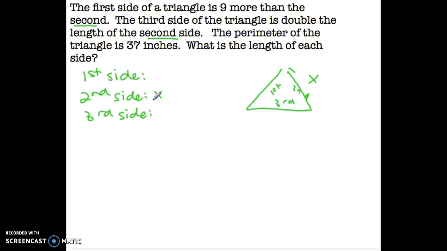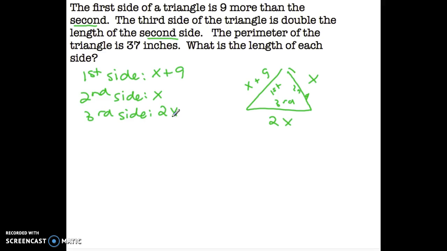Then it says the first side of a triangle is 9 more than the second. In math, more than means add. So I'm going to take that x and add 9. So the first side is x plus 9. And then it says the third side is double the length of the second side. If the second side is x, the third side will be twice as big as x, or 2x. So I'm going to call this 2x.